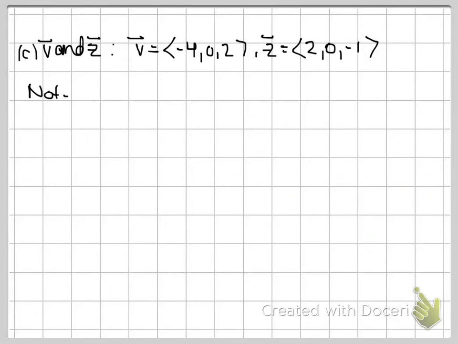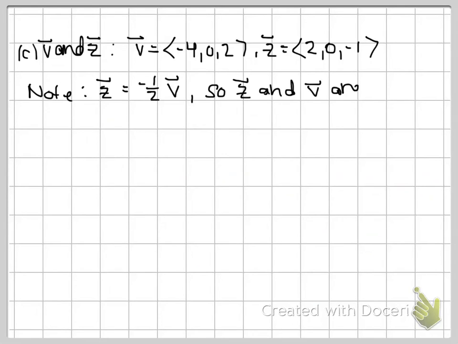All right, last one. What about the angle between v and z? So remember, v is <-4, 0, 2>. z is <2, 0, -1>. So notice, what do you notice about v and z? We've got -4 and 2 in the first components, 0 and 0, and then 2 and -1. So v is -2 times z. So what does that mean about the two vectors? That means that they're parallel. They're not only parallel, but since v is a negative multiple of z, they're parallel in opposite directions, right?